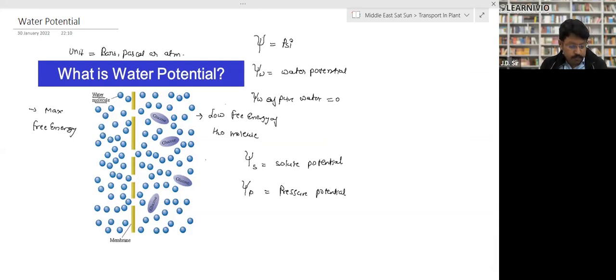The movement of a substance from an area of higher free energy to lower free energy is called diffusion.